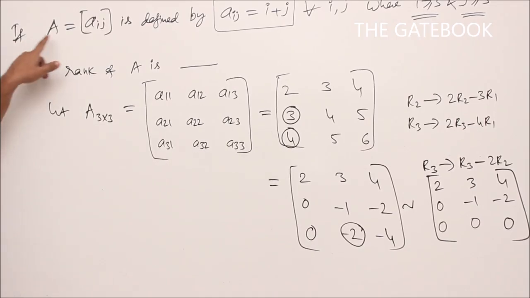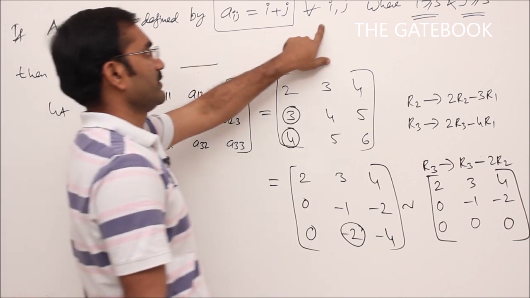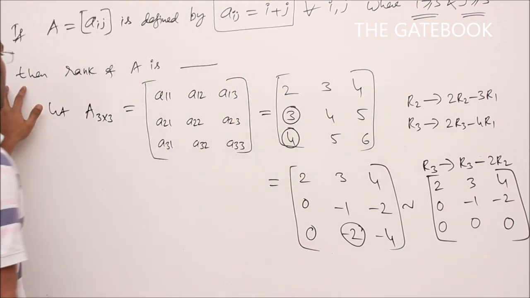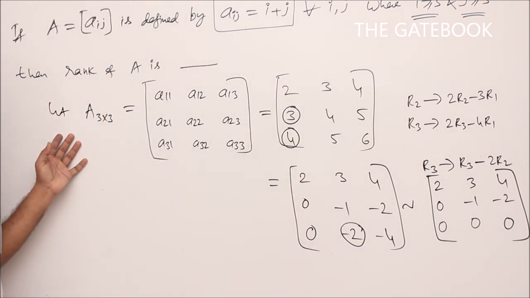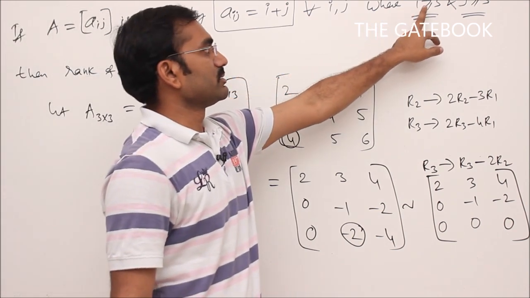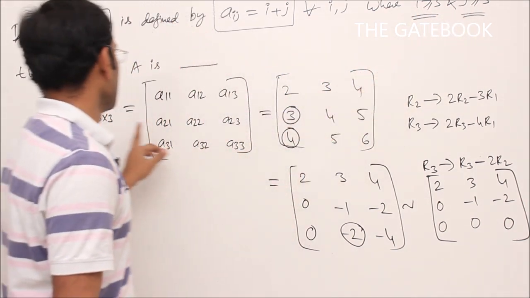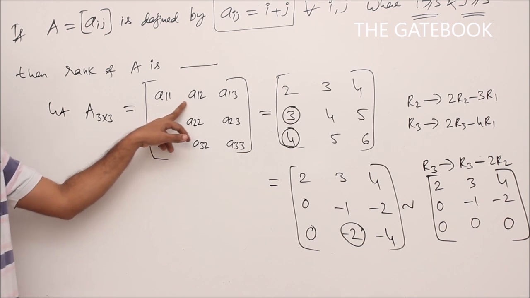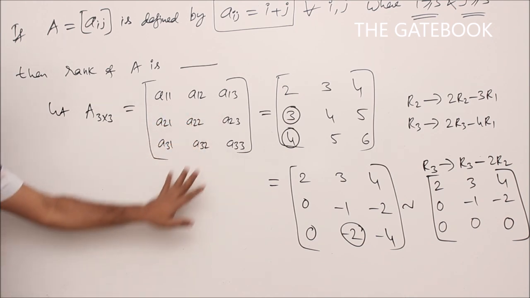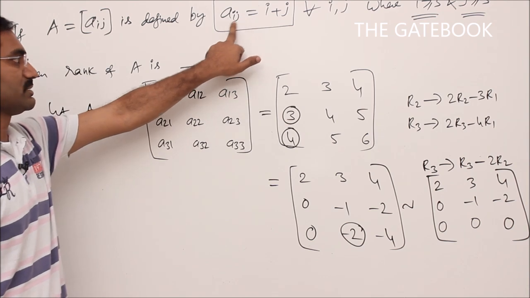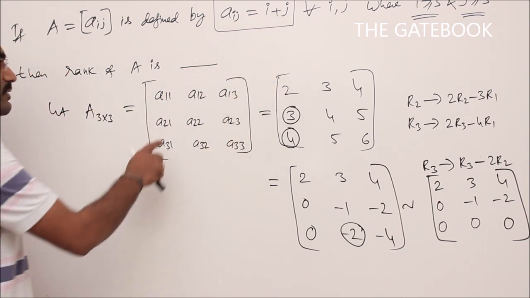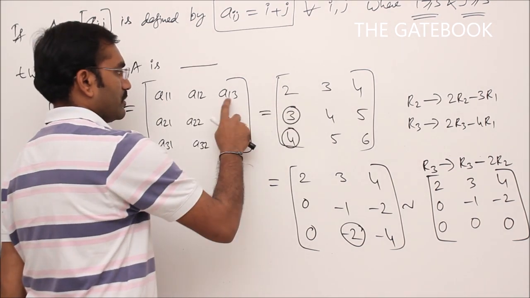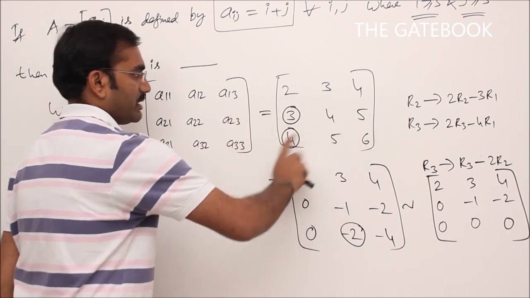Next problem on rank. A is defined by Aij equal to i plus j for all i, j, where i is greater than or equal to 3, j is greater than or equal to 3. Let us find the rank of this matrix. Consider the least value of i as 3 and the least value of j as 3, so A of order 3 by 3. The elements will be A11, A12, A13 like this. Apply the condition Aij equals i plus j: for the first element i is 1, j is 1, so we get 2; 1 plus 2 is 3; 1 plus 3 is 4. Like that we get the remaining elements.